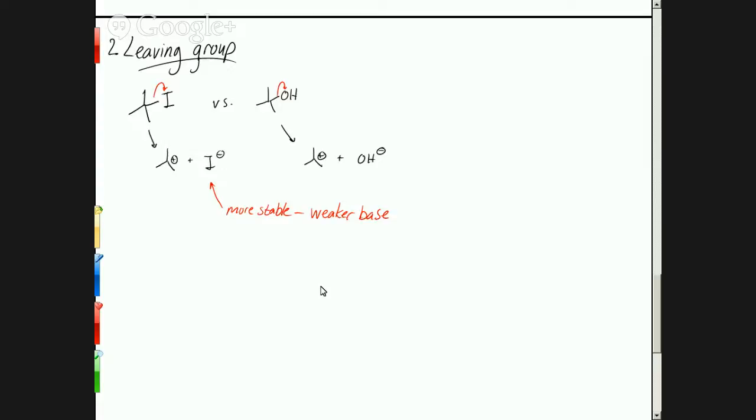The other nice thing about thinking of it as a weaker base is it allows us to think of the acid and then use that to judge. So for instance, the conjugate acid of I minus is what? If it gets a hydrogen, what is it?